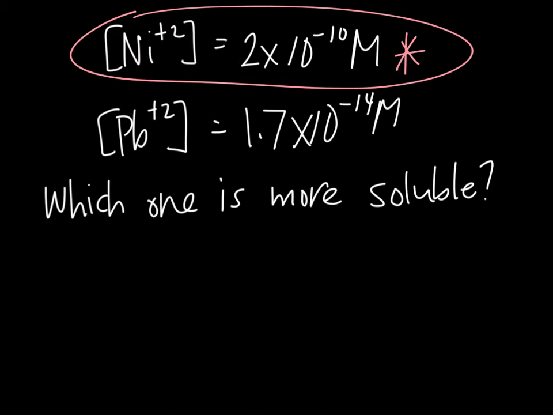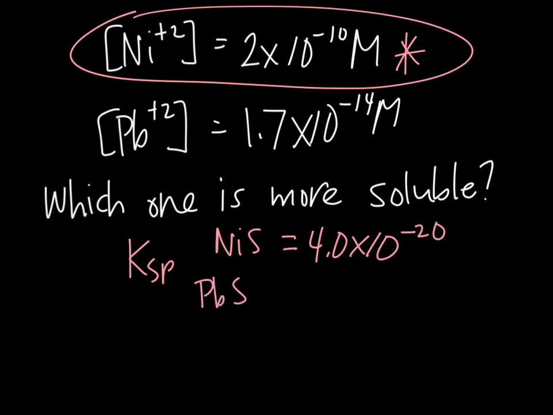All right? And so also, those are the concentrations that we were comparing, but it's also related to their Ksp values. So if we take a look at their Ksp values, the nickel sulfide was 4 times 10 to the negative 20, and the lead sulfide was 3 times 10 to the negative 28. Okay, so you can also just look at their Ksp values, negative 20 versus negative 28. So that's why that one was more soluble, because it has a larger Ksp value.